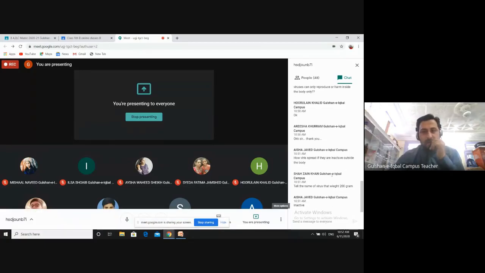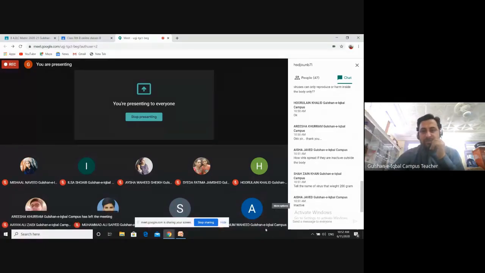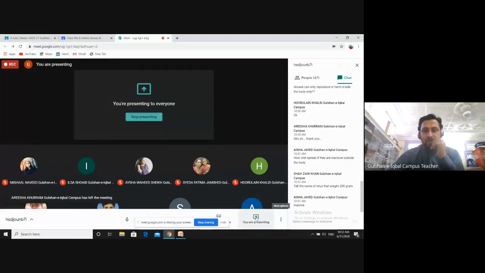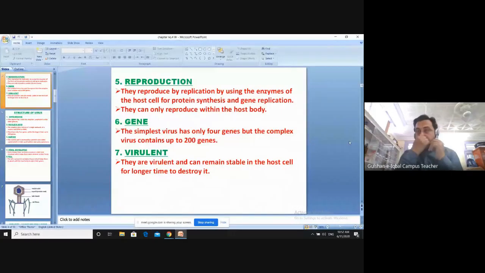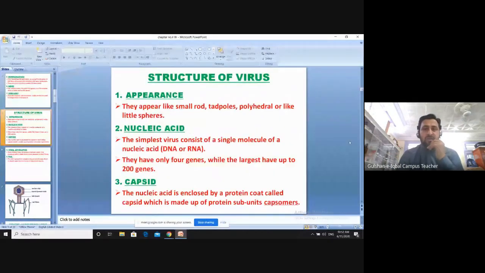Okay, so now we are moving to the next topic, that is the structure of the virus. If you have any question, you can ask later on. This was about some of the properties. In the exam you could be asked 4 or 5 properties. You should remember 5 properties out of these 7. Let's see the structure of a virus.